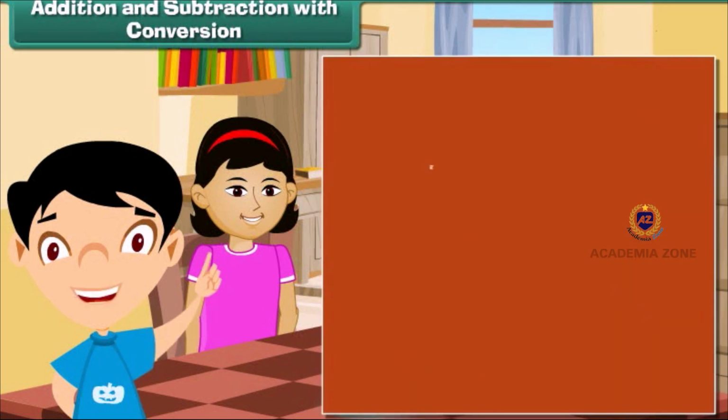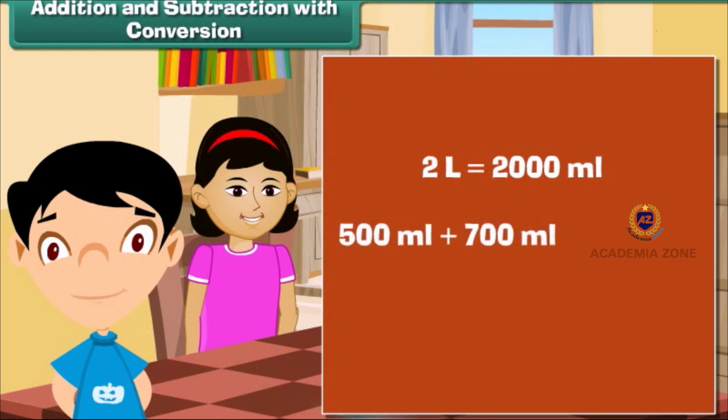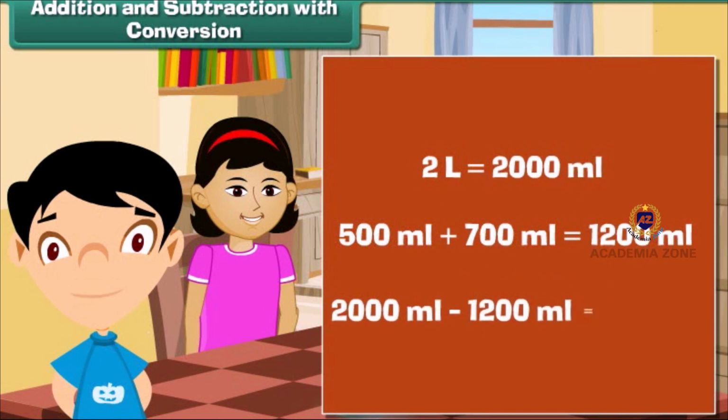Total water in the bottle is 2 liter, which is 2 into 1000 milliliter, which equals 2000 milliliter. Total water consumed is 500 milliliter plus 700 milliliter, which is 1200 milliliter. Water left in the bottle is equal to 2000 milliliter minus 1200 milliliter, which equals 800 milliliter.